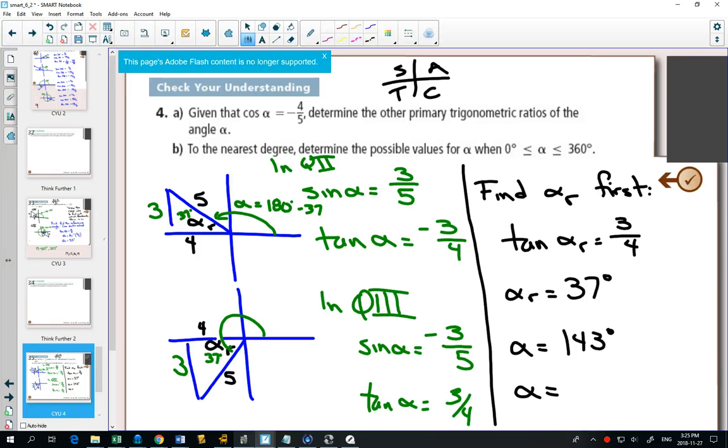And here, if this is 37 degrees, what's this angle going to be? Alpha would equal 180 degrees plus 37, which is 217 degrees.